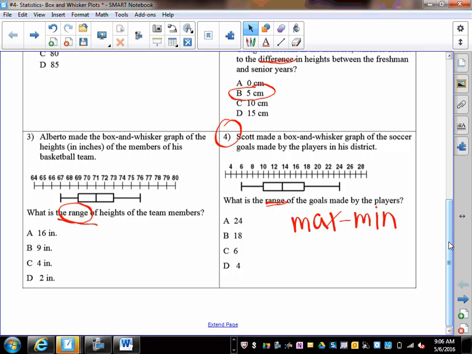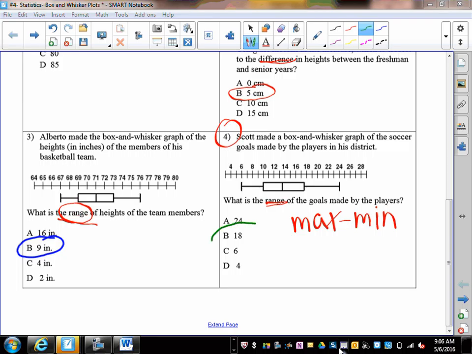All right, what is the range for number 3? What would it be? Good, 9. Thank you, Emily. What is our range for number 4? Beautiful, 18. Awesome. All right, next.